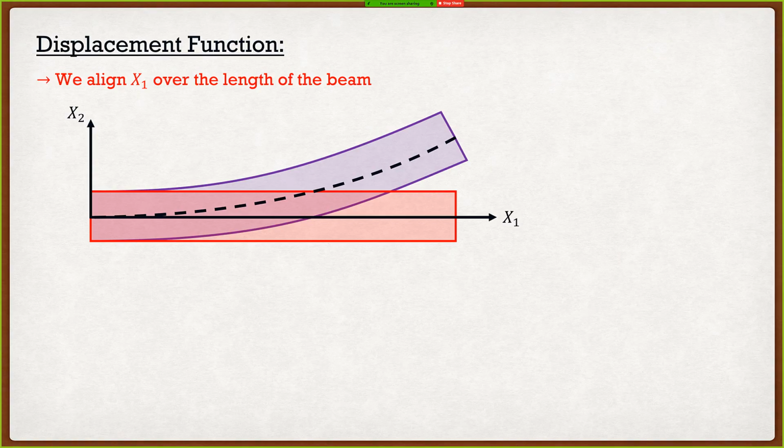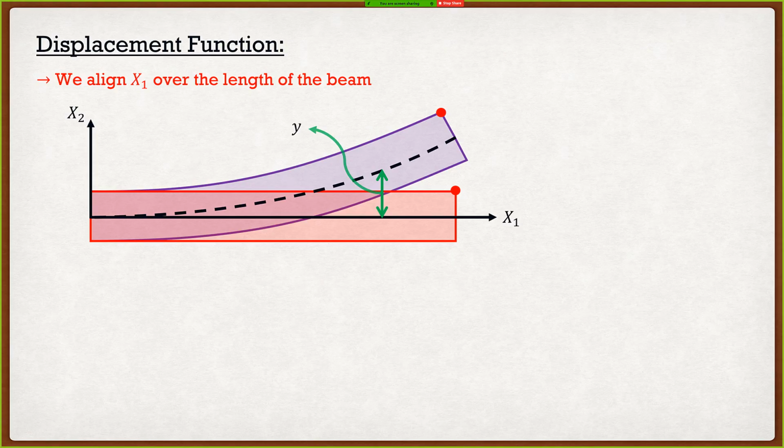We're going to say that the distance from the original axis x1 to the new centroidal axis, which is that dotted line, is our displacement function y. This is what we're trying to solve for, the displacement of the beam. To do that, we have to use the plane sections remain plane assumption. This is probably the most critical one in this course, or at least for Euler-Bernoulli beams.